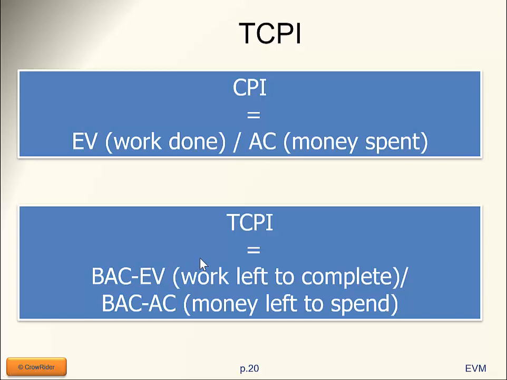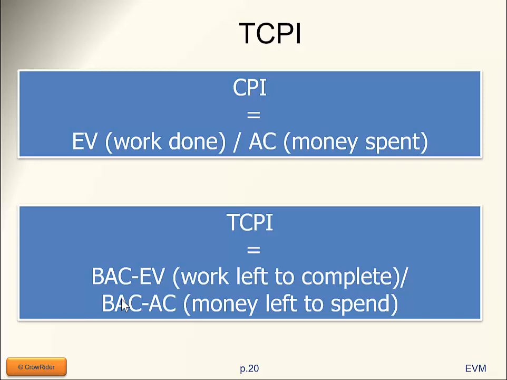Well, the total budget at completion minus the earned value is the work that I still have left to do. And if my actual cost is the money that I've spent, then my total amount of money that I can spend, my budget at completion minus my actual cost, is the money I have left to spend. So the ratio between these two is my to complete performance index.